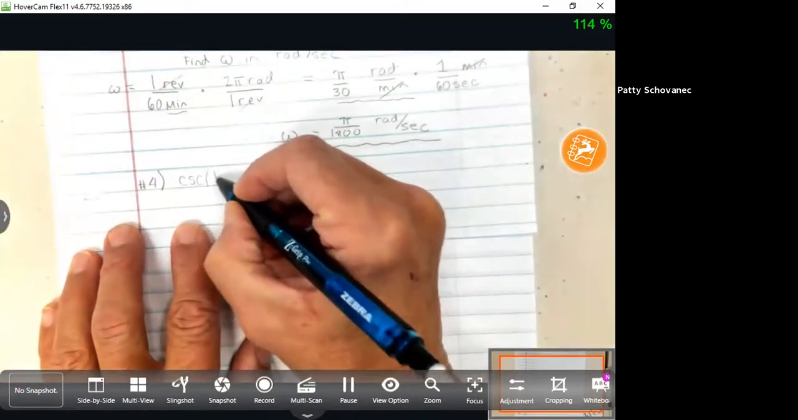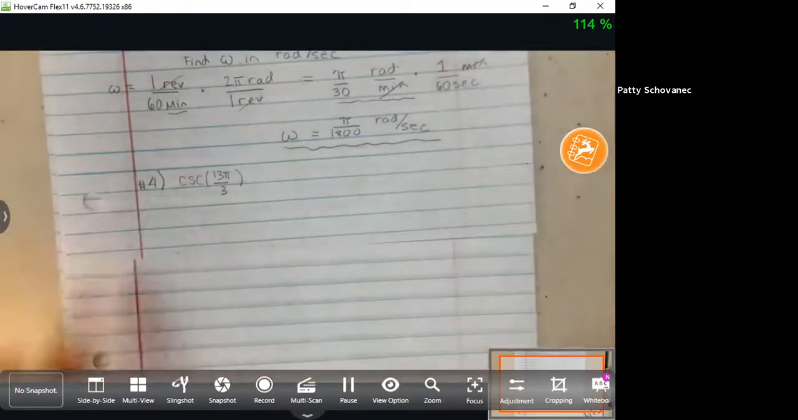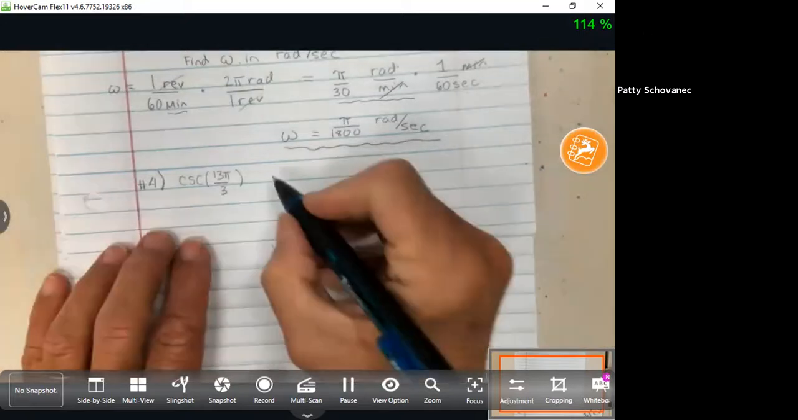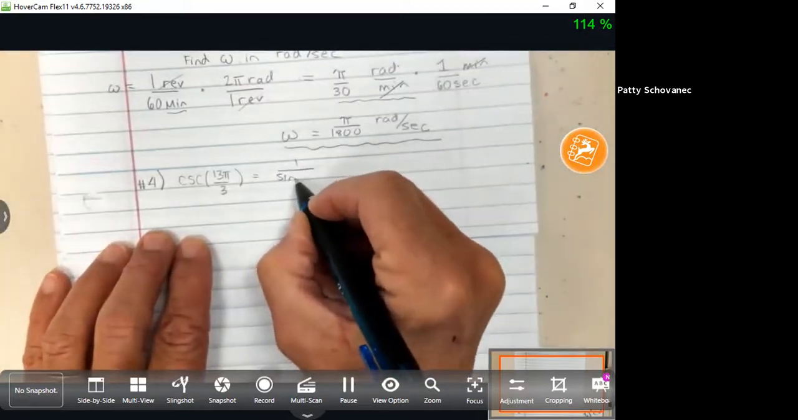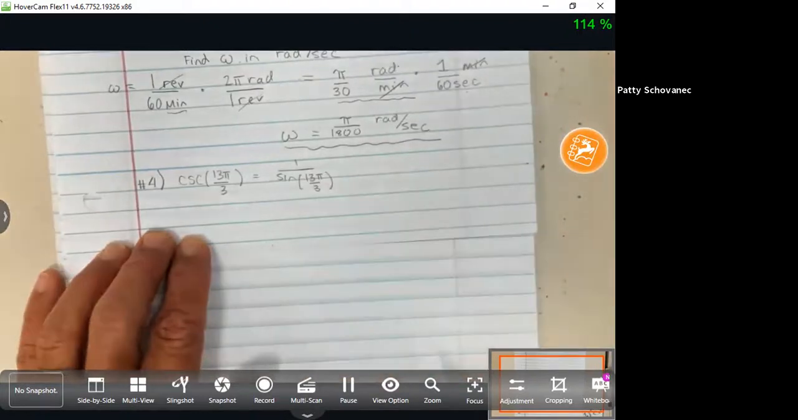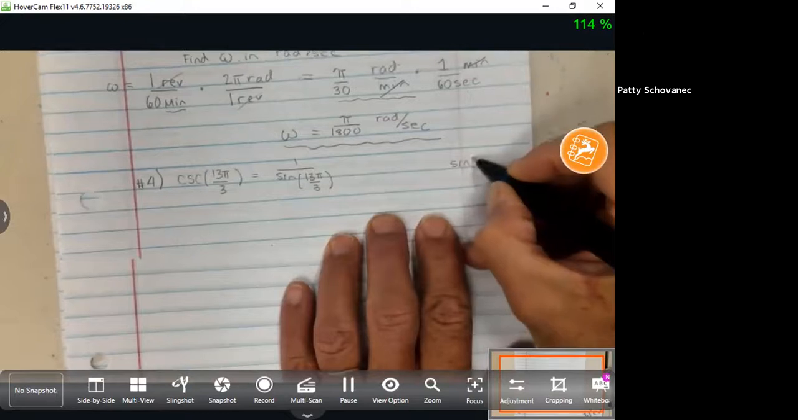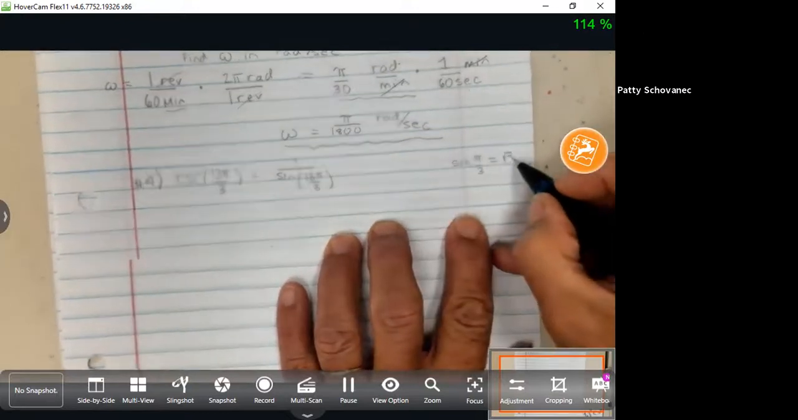Cosecant of 13 pi divided by 3. Okay, cosecant of 13 pi divided by 3. So I'm going to find the sine of that because cosecant is 1 over the sine. That means pi over 3 is our reference angle. Does anybody know the sine of pi over 3? Square root of 3 over 2.